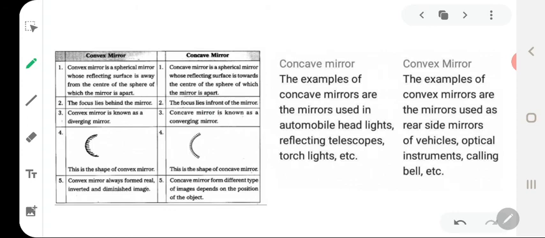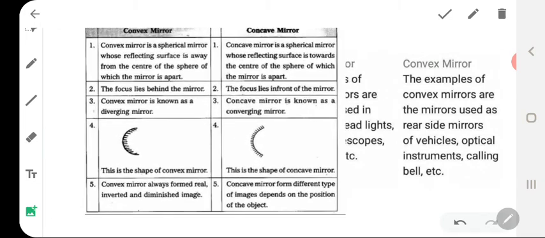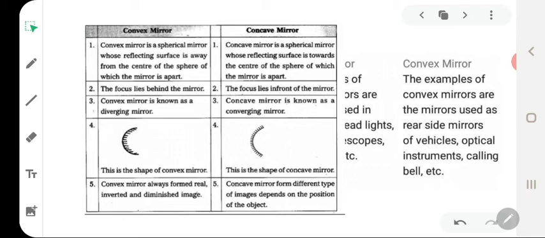So now we are in a position to figure out the basic difference between a convex and a concave mirror, isn't it? We find that a convex mirror is a spherical mirror whose reflecting surface is away from the center of the sphere of which the mirror is a part. A concave mirror is a spherical mirror whose reflecting surface is towards the center of the sphere of which the mirror is a part. The second point of difference, focus lies behind the mirror for a convex mirror, but in case of a concave mirror, the focus lies in front of the mirror. A convex mirror is known as a diverging mirror, but a concave mirror is a converging mirror.